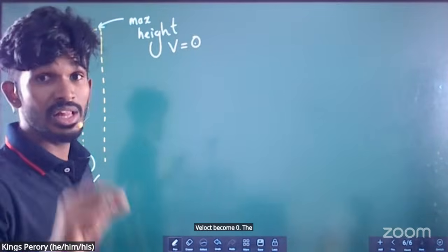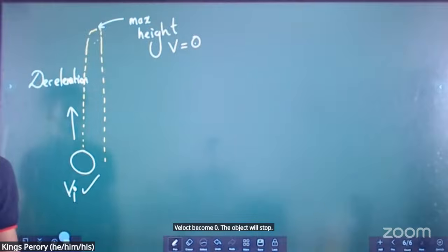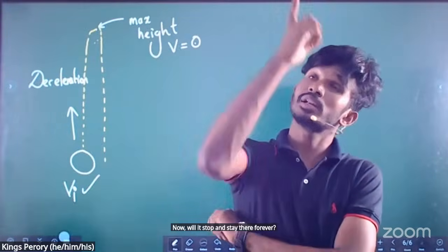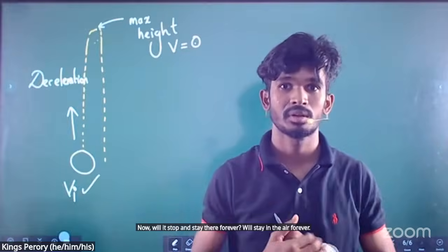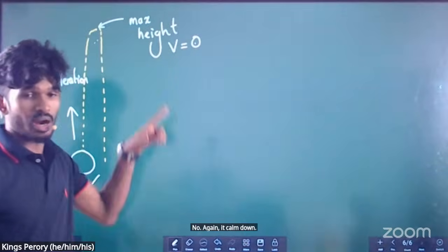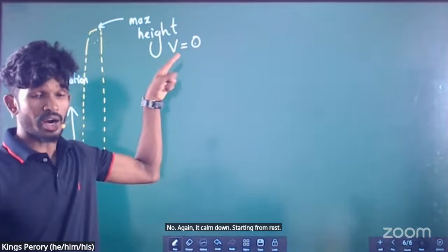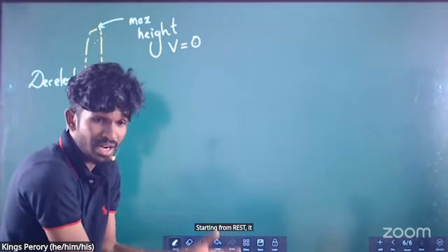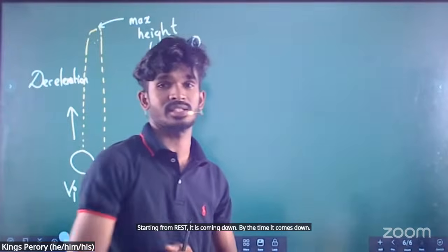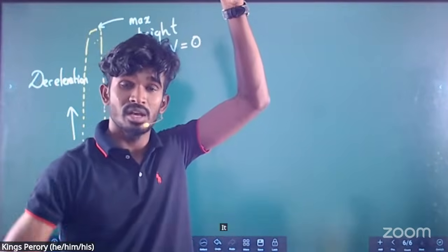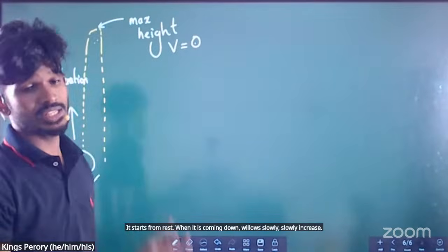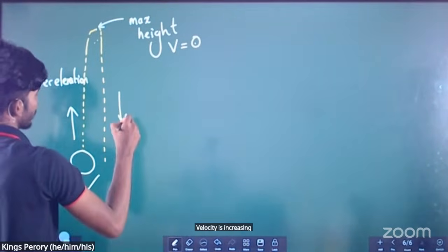The object will stop. Now, will it stop and stay there forever? You throw a tennis ball up, will it stay in the air forever? No. Again, it will come down. Starting from rest, it is coming down. By the time it comes down, velocity increases. It starts from rest, and when it is coming down, velocity slowly increases. Velocity is increasing, so that is acceleration, the opposite of deceleration.